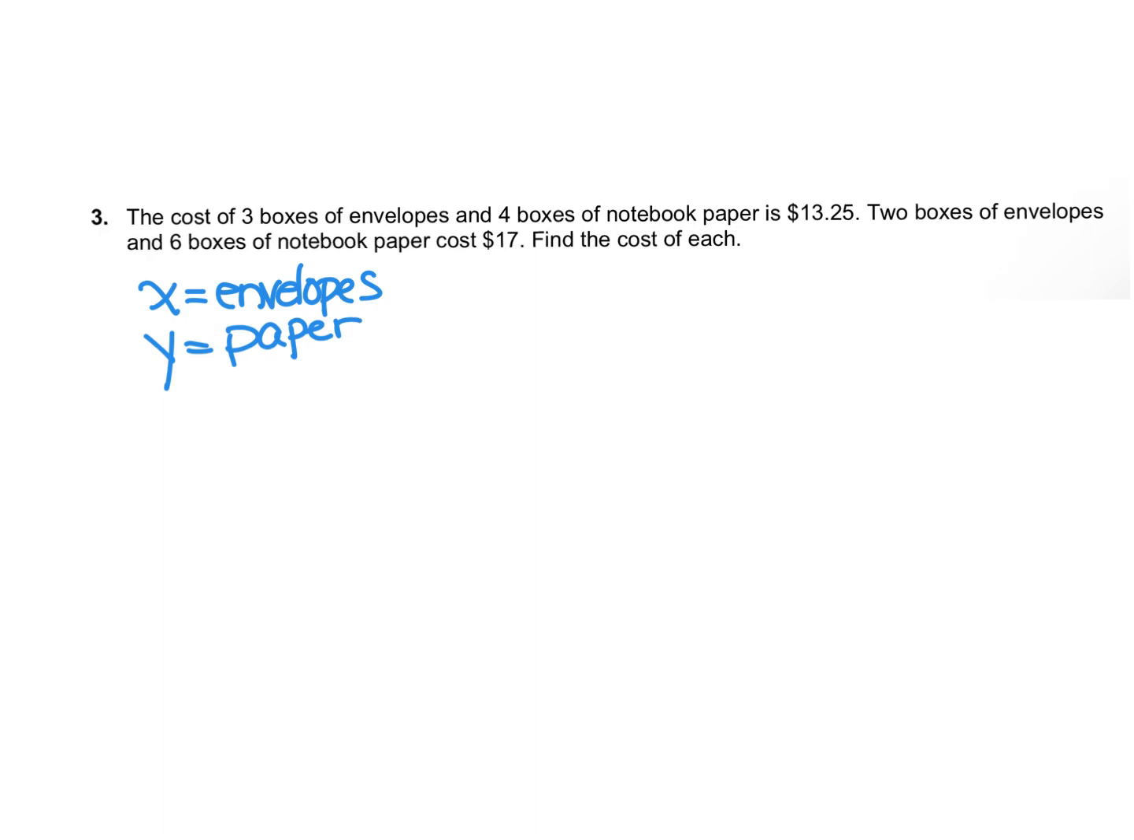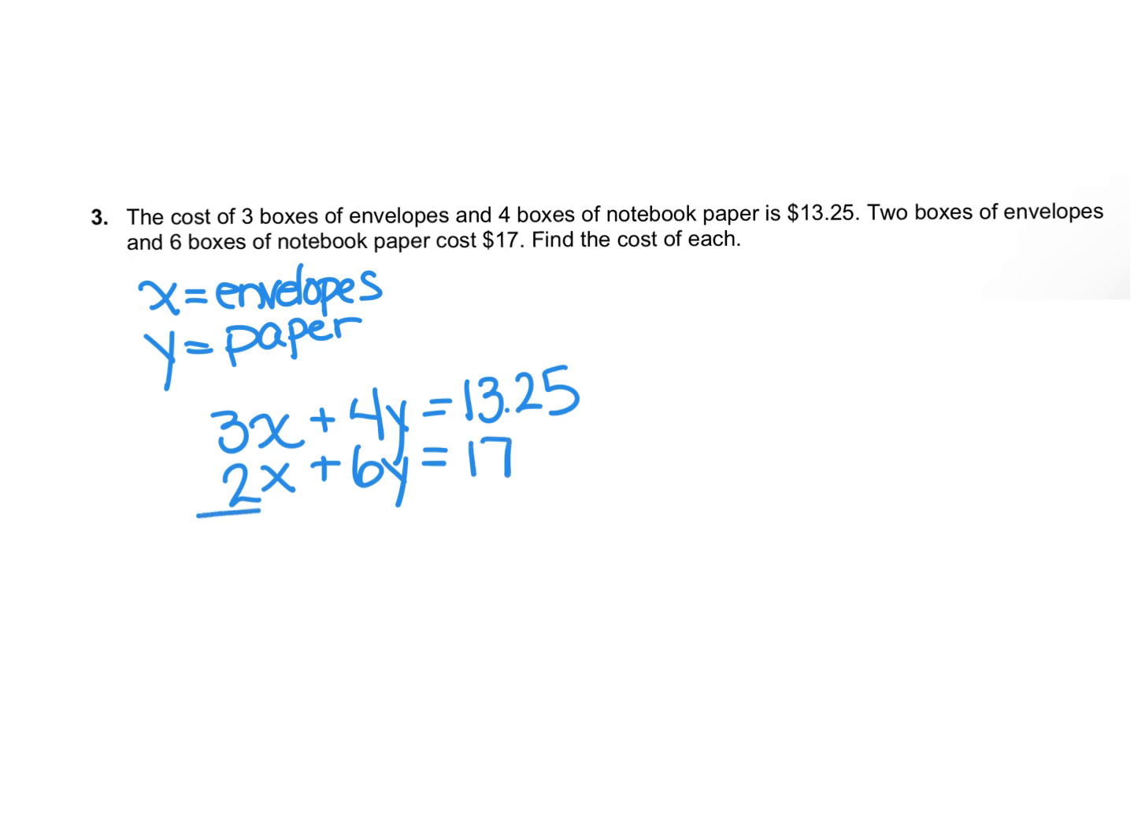So in our first scenario, we have 3 boxes of envelopes, so we have 3x, and then we have 4 boxes of notebook paper, and that's going to be 4y, and that's equal to $13.25. And then we have 2 boxes of envelopes and 6 boxes of notebook paper, and that's going to equal $17.